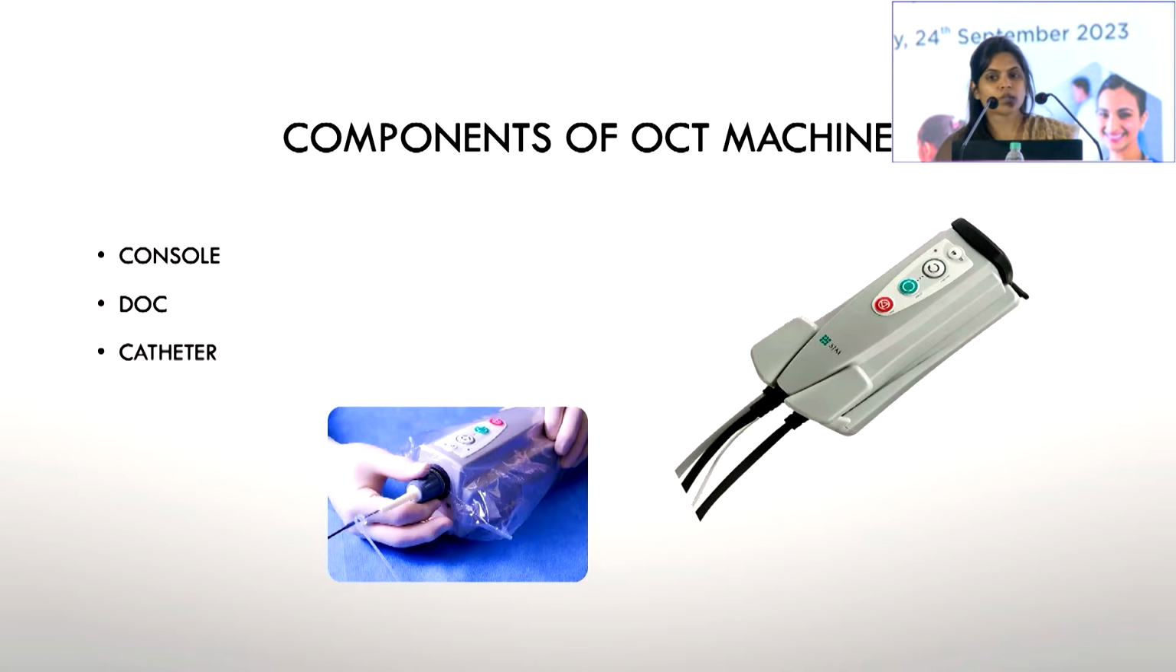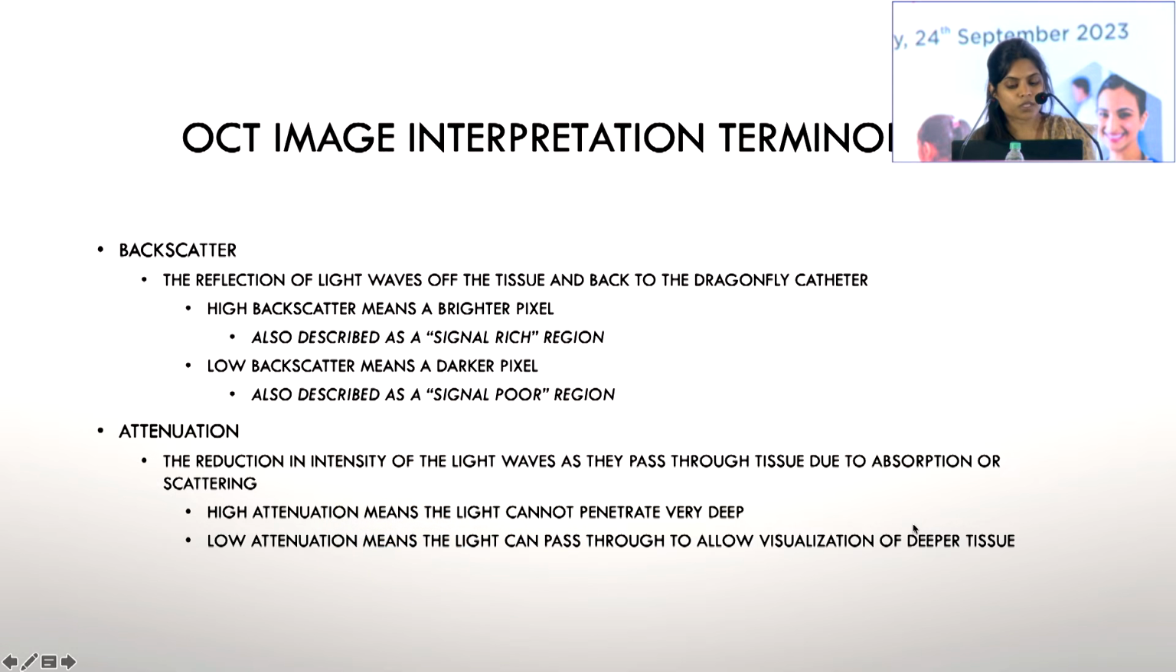So coming to the components of the OCT machine, we have an OCT console, and then we have a dock, and then the OCT catheter. So this is how the console, the catheter, and the dock look, and this is how the catheter is connected.